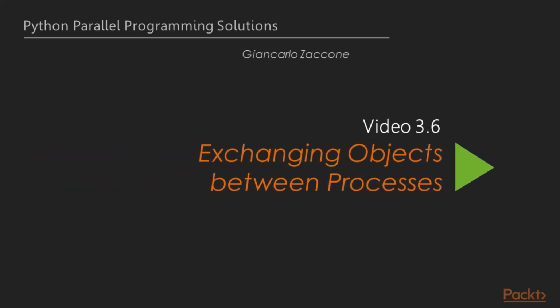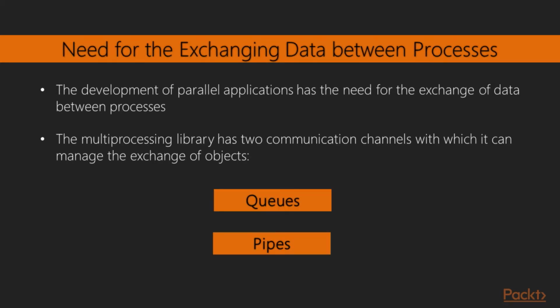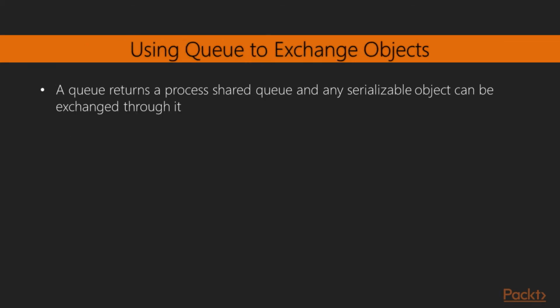In the previous video, we saw how to use a process in a subclass. In our sixth video, we'll see how to exchange objects between processes. For that, we will first use queues to exchange objects, and then use pipes to exchange objects. The development of parallel applications has the need for the exchange of data between processes. The multiprocessing library has two communication channels with which it can manage the exchange of objects, queues and pipes. Now let's see how to use queues to exchange objects.